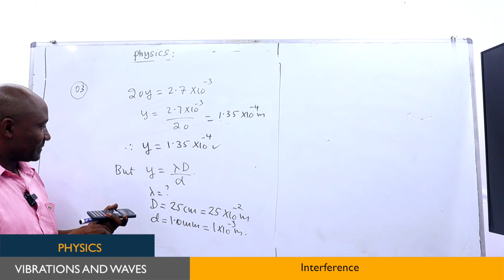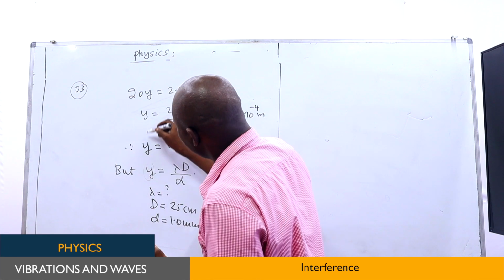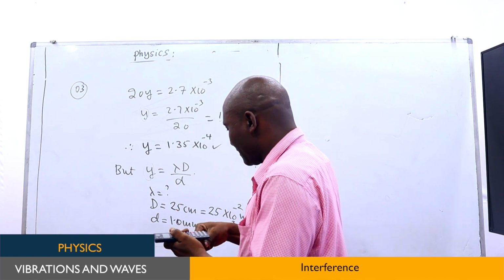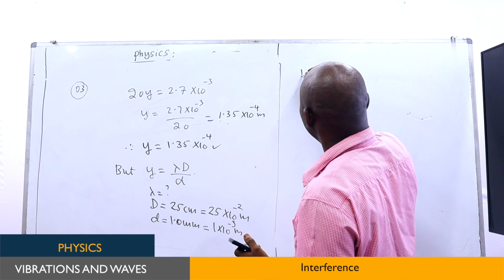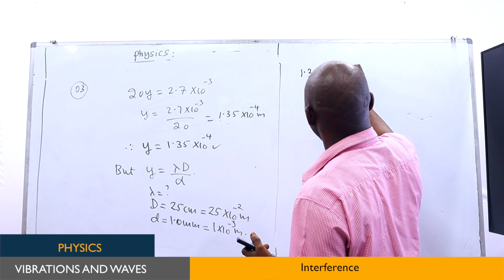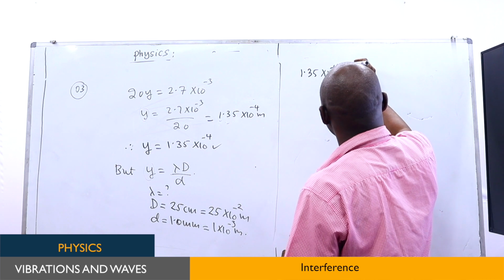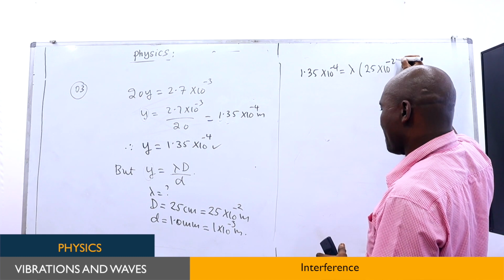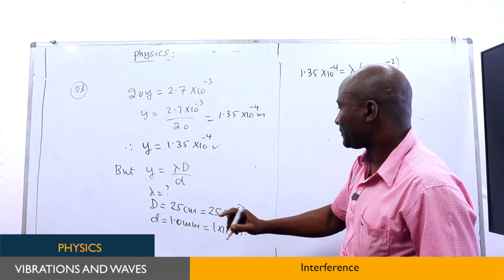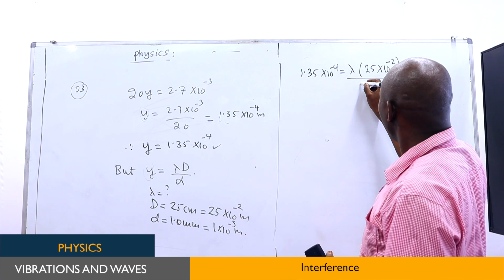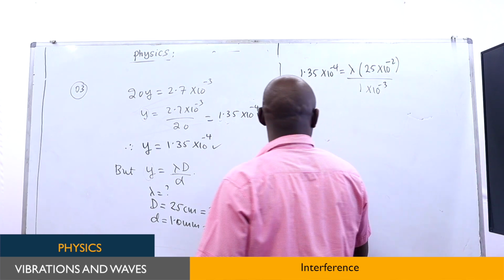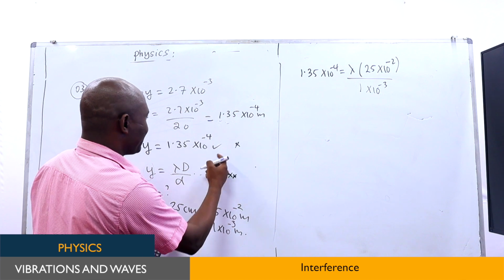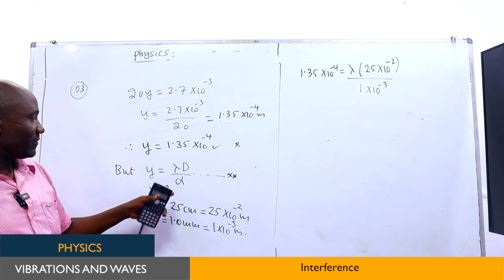So we have everything here. You have y, which is given here. So you can find the wavelength. Let's check. We have 1.35 times 10 negative 4 equals lambda, which is not given here, multiplied by capital D, which is 25 times 10 negative 2, divided by our small d, 1 times 10 negative 3. We have the value which has been found here, so equating the two, you can find lambda.